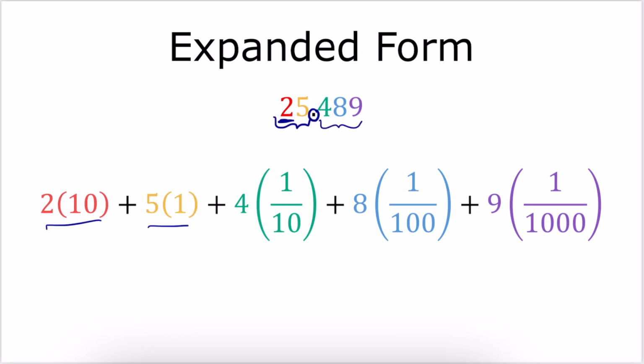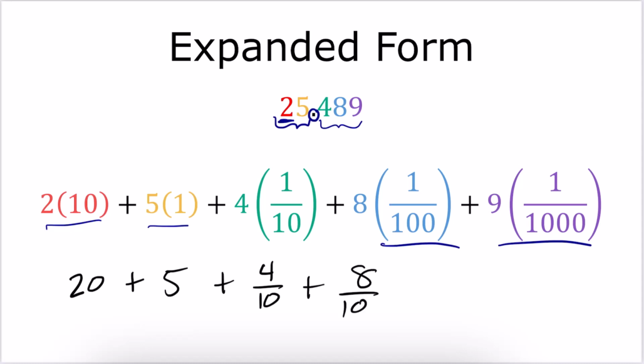And then when I look at the fractional part, well, a 4 in the tenths place means that I have 4 tenths. An 8 in the hundredths place means I have 8 hundredths, and a 9 in the thousandths place is 9 thousandths. You can also write expanded form like this. So you could say this is the same as 20 plus 5 plus 4 tenths plus 8 hundredths plus 9 thousandths. So it's basically just like simplifying all of these multiplication facts. So I guess this would be a semi-simplified expanded form. But putting it in this form can be really helpful for putting decimals into fraction form.